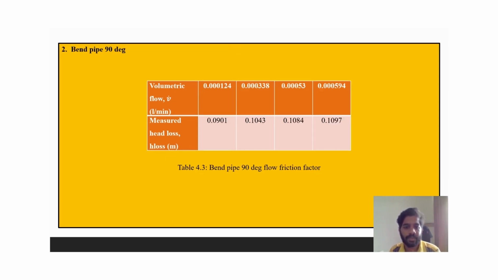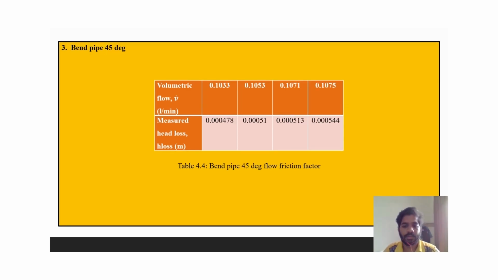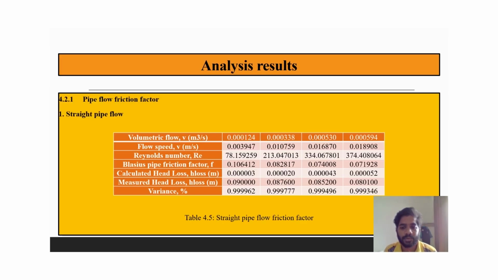For the bend pipe 90 degree, we see the volumetric flow increases, and the measured head loss increases as well. The bend pipe 45 degrees shows the same increase in volumetric flow, and the measured loss shows an increase as well.